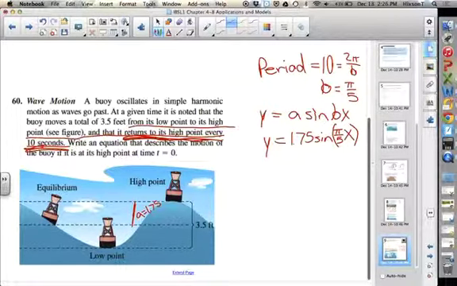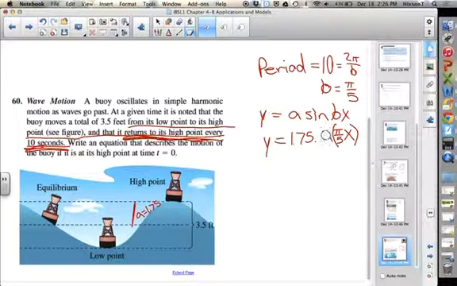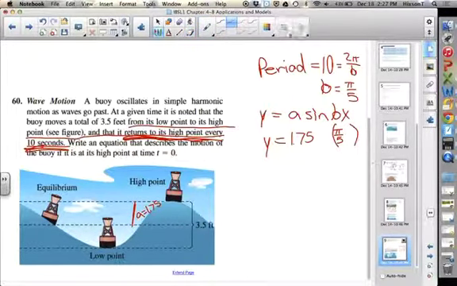Cosine? Wait. Is it cosine? Why? Because it starts at its high point at time t. Exactly. Okay? We're at the high point when time is 0. And I guess I should be using t's here, shouldn't I? Since they said t. But since we're at the high point at time 0, that means we're going to use cosine.